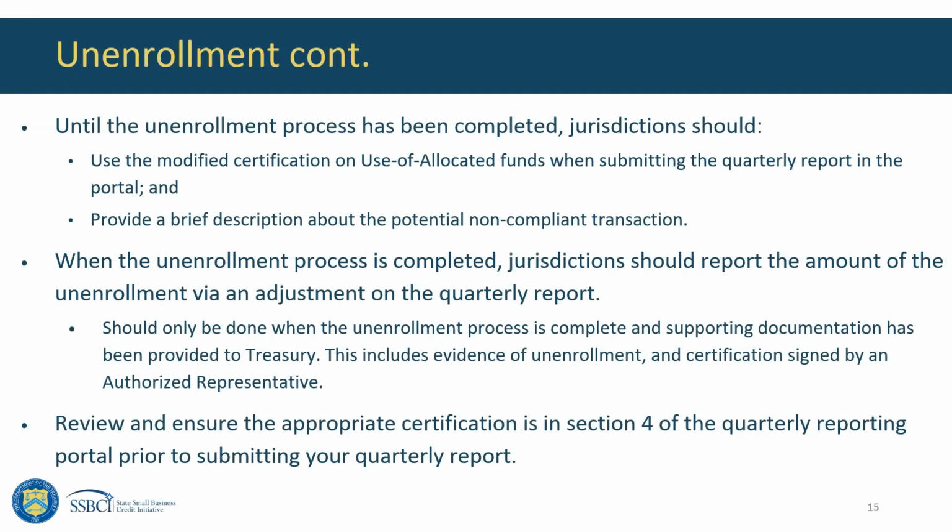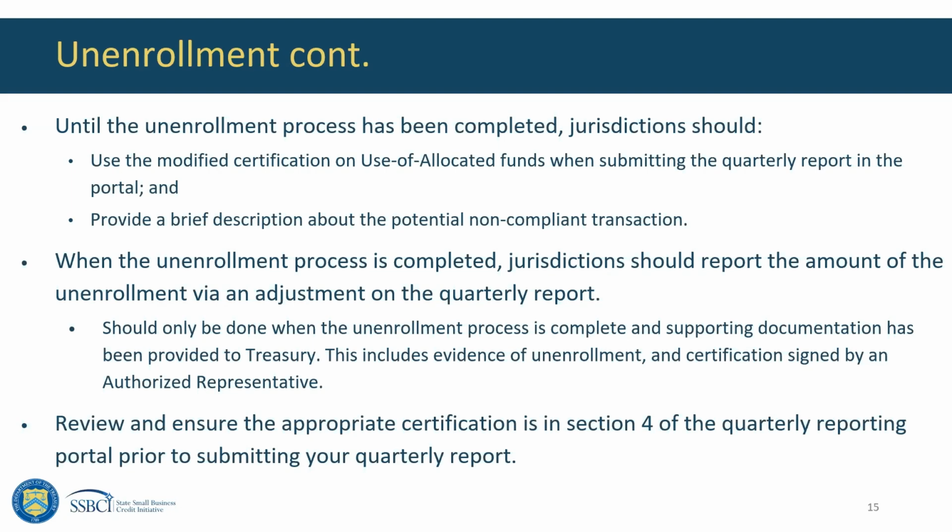When the unenrollment process is completed, jurisdictions should then report the amount of the unenrolled transaction as an adjustment on the close report. A completed unenrollment process includes a conditional approval from Treasury to unenroll the non-compliant transaction and documentation showing the replenishment of funds. We advise jurisdictions to reach out to your outreach manager to discuss any potential non-compliant transactions.